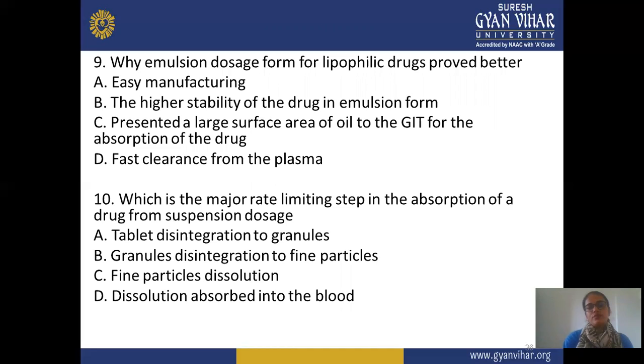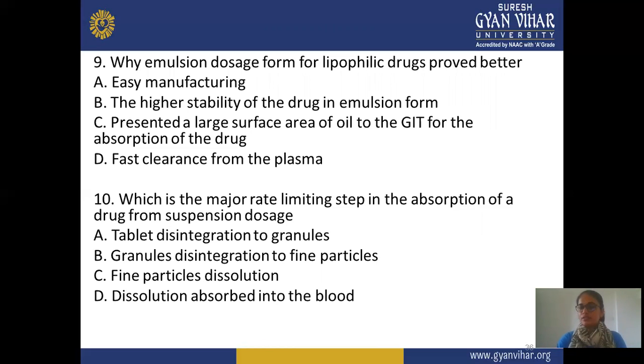Next, ninth question: why does an emulsion dosage form of a lipophilic drug prove better? A is easy manufacturing. B is high stability of the drug in emulsion form. C is that it presents a large surface area of the oil to the GIT for absorption of the drug. D is a fast clearance from the plasma.